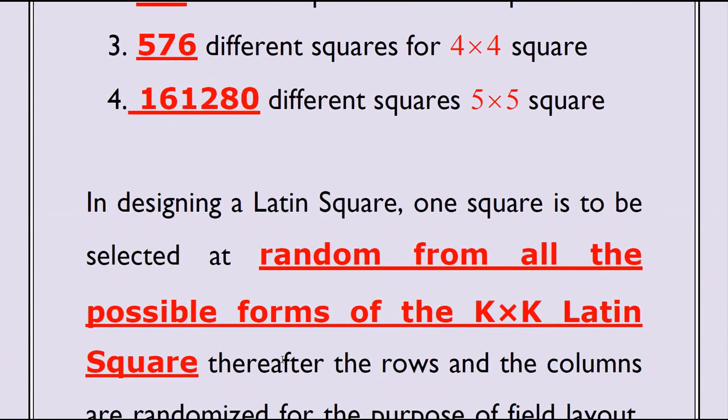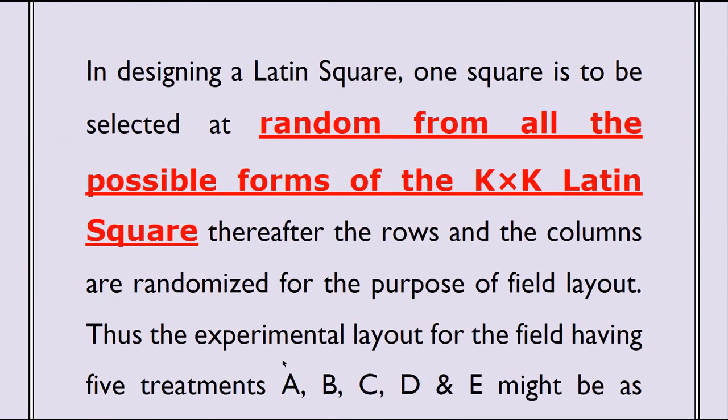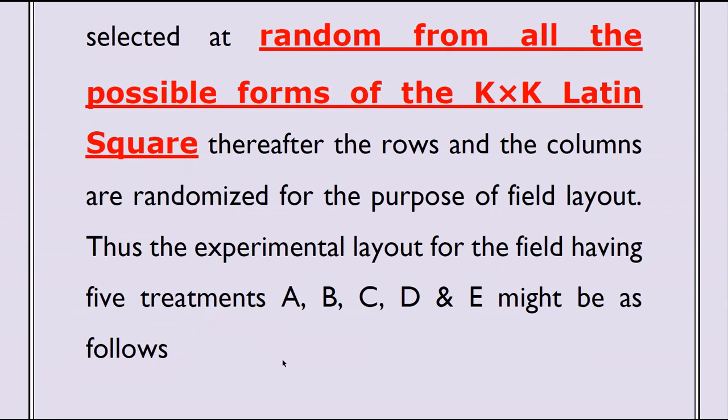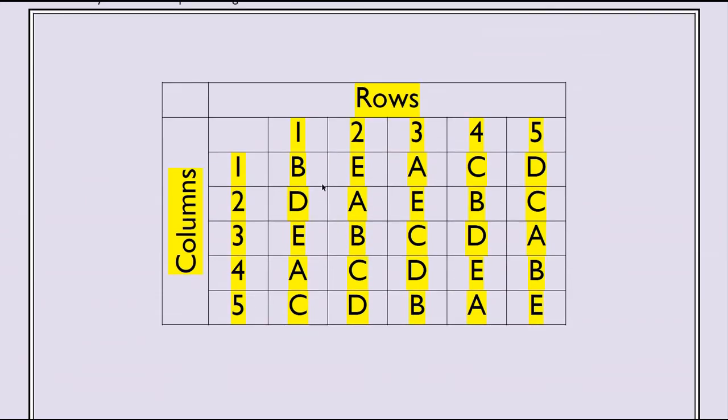So in designing a Latin square, one square is to be selected at random from all possible k by k Latin squares, and thereafter rows and columns are randomized for the purpose of field layout. So here is the layout for 5 treatments. A, B, C, D, and E are supposed to be the 5 treatments, and we draw the layout of the Latin square design. Here is the layout of a Latin square design, but this is not in standard form. In standard form, it will be in alphabetic order in the first row and first column. So this is a simple Latin square design.